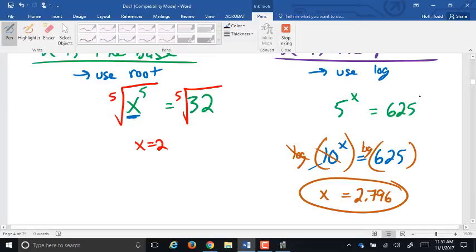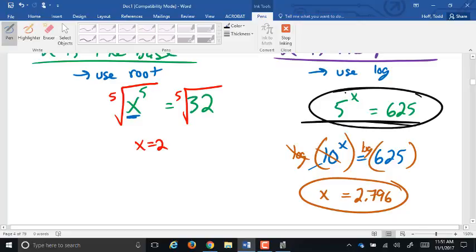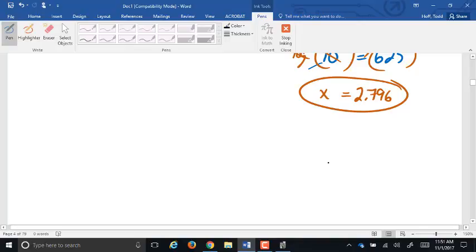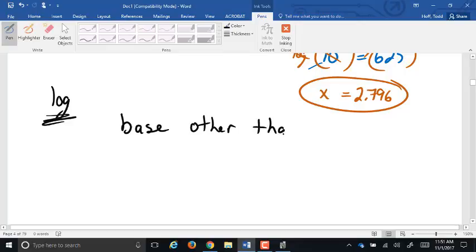So the question is, how would we solve something like this that is 5 to the power of x instead of 10 to the power of x? Well, when we deal with logarithms, if the base is not 10, so we have a base other than 10, we can use a change of base formula.